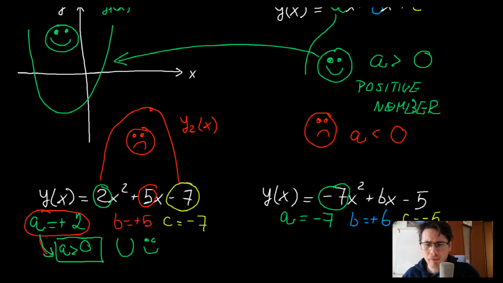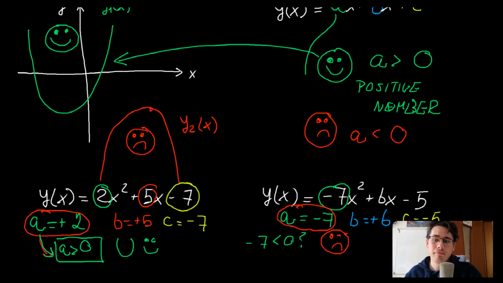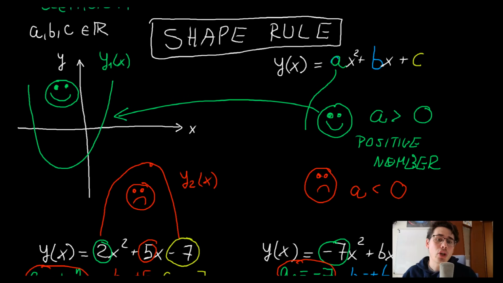Going here, is minus 7 smaller than 0? Of course. It's less than nothing. You actually owe somebody some money. Therefore it's red, and it's a frown face right here. Okay, so we have the shapes down.